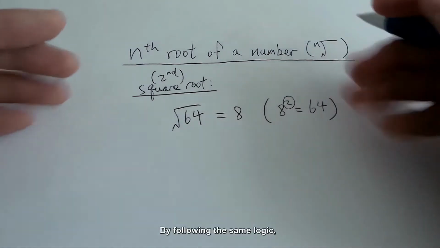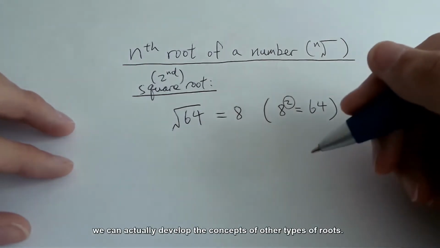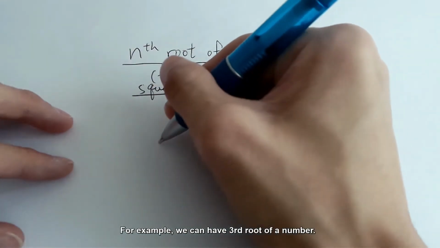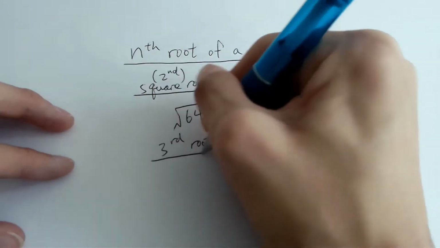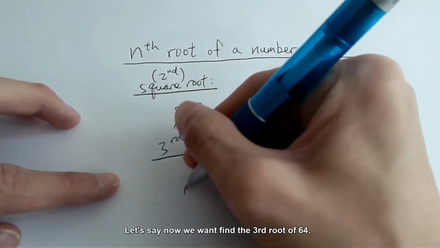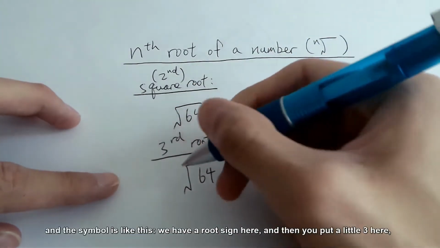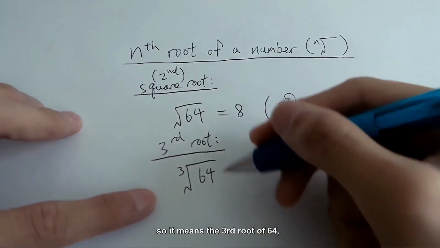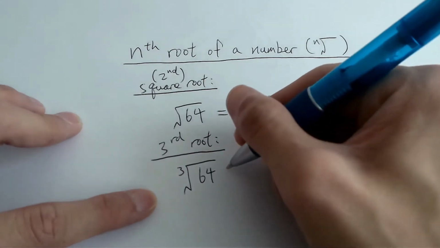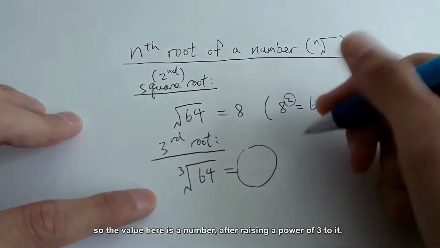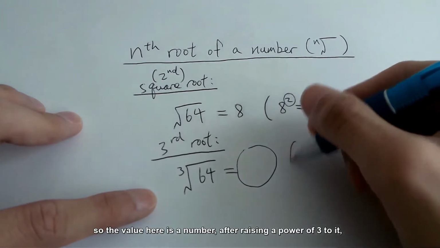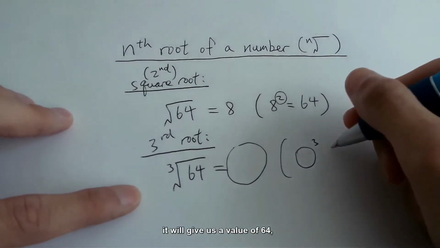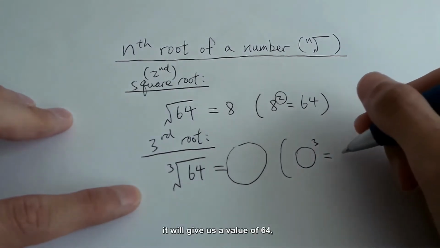By following the same logic, we can actually develop the concepts of other types of roots. For example, we can have the third root of a number. Let's say now we want to find the third root of 64, and the symbol is like this. We have a root sign here, and then you put a little 3 here. So it means the third root of 64. So the value here is a number that, after raising it to a power of 3, will give us a value of 64.